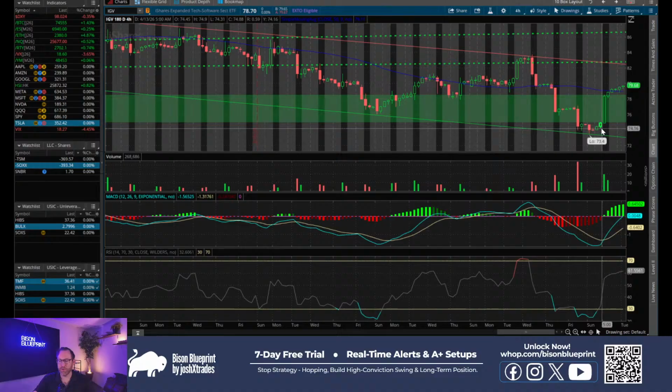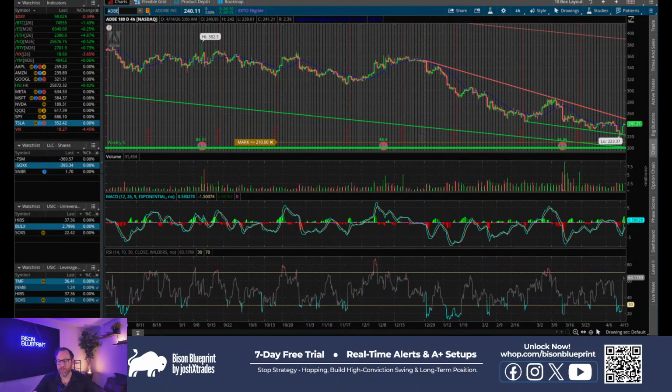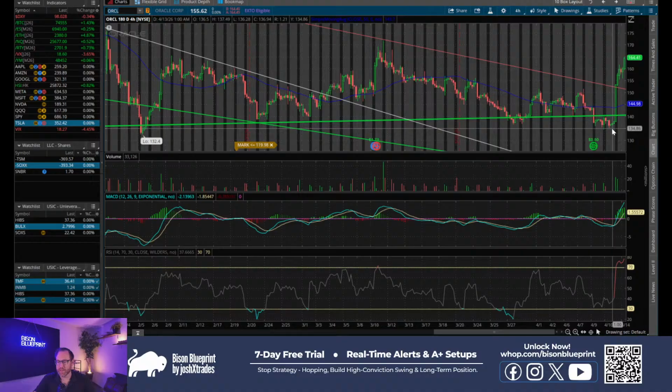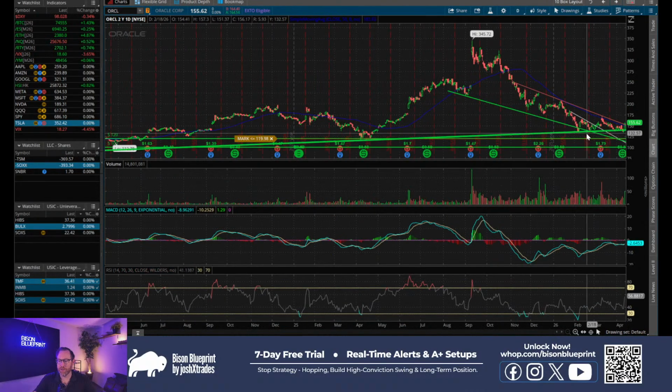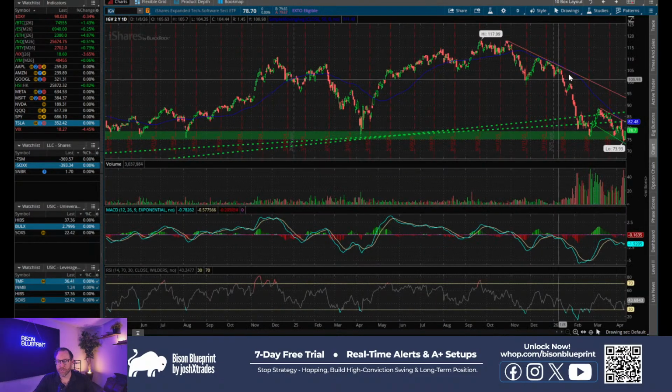Yesterday was a huge day for software names. Things like Adobe had a nice squeeze. Oracle, I think, was up like 10 or 12%, something huge, but really squeezing here. Looks like it was ready to break down, dipped its toe below the trend line. So we'll see what's going to happen with IGV. There's some encouraging signs, but I've been burned on IGV before. So I'm just kind of hanging out, watching this one.